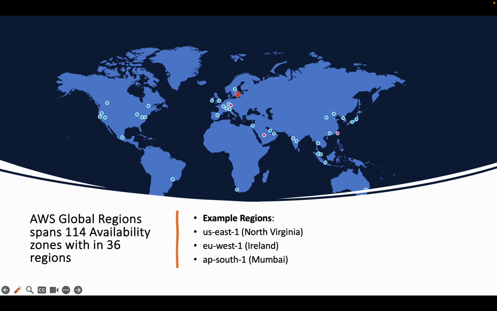AWS provides their infrastructure service in 36 different regions. These regions are nothing but physical geographical locations across the world. In the below examples, you can see US East 1, North Virginia, Europe West 1, Ireland, AP South 1, Mumbai. The first two characters indicate the geographical location. US means United States of America, East means the position, East, West, North, South, and number 1 indicates the sequence number.